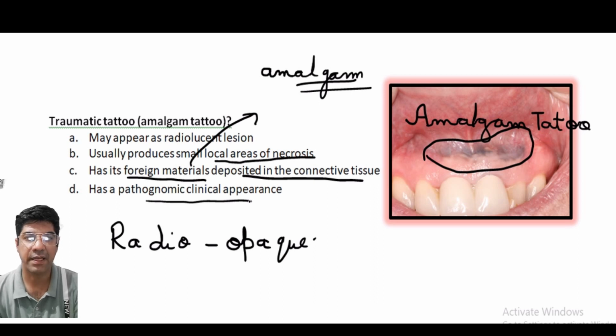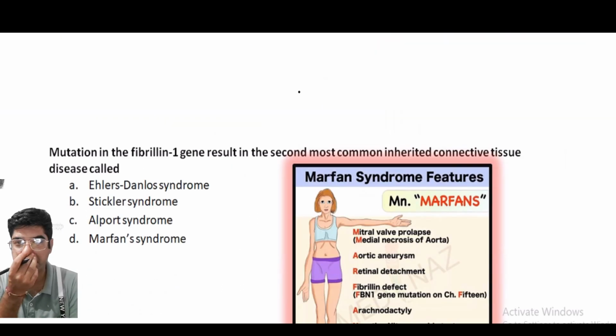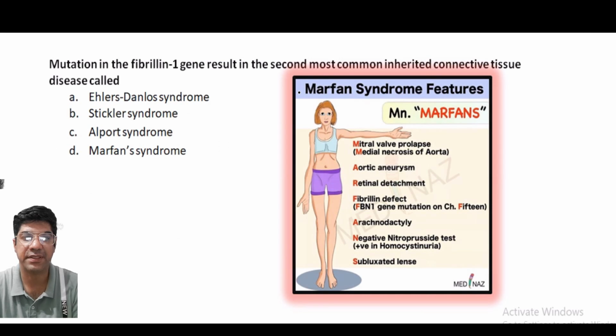So they have a characteristic appearance, but they are not pathognomonic, meaning they are not unique to a specific disease or condition. Other pigmented lesions in the oral cavity might have a similar appearance.